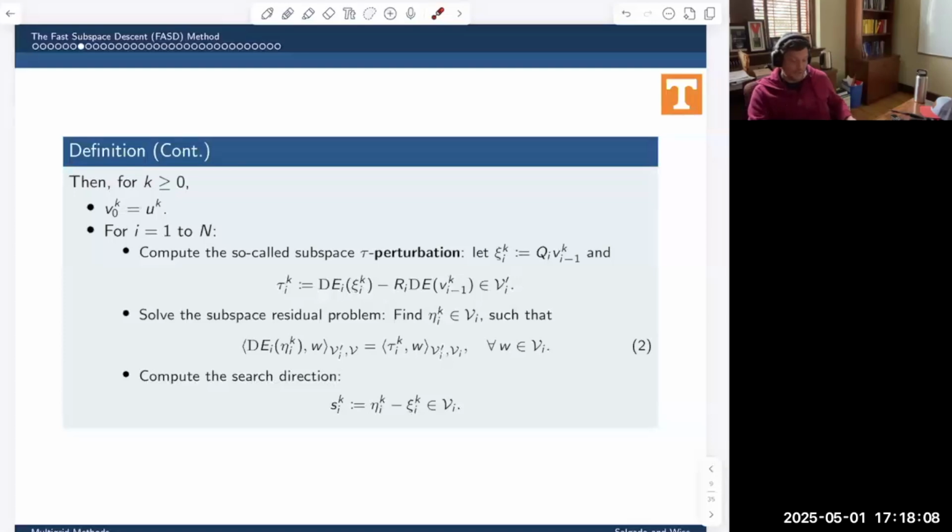It's just written in terms of the derivatives of energies, instead of nonlinear operators. Okay, derivatives of energies rather than nonlinear operators. All right. Otherwise, it's going to be exactly the same.